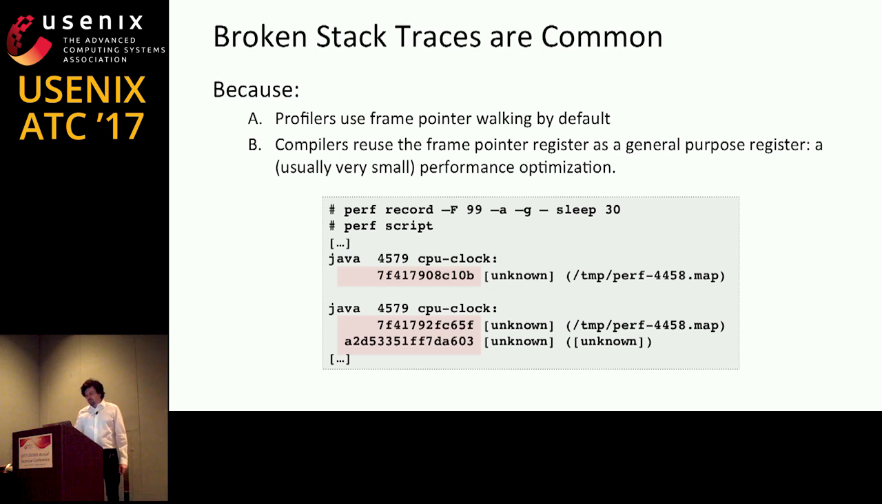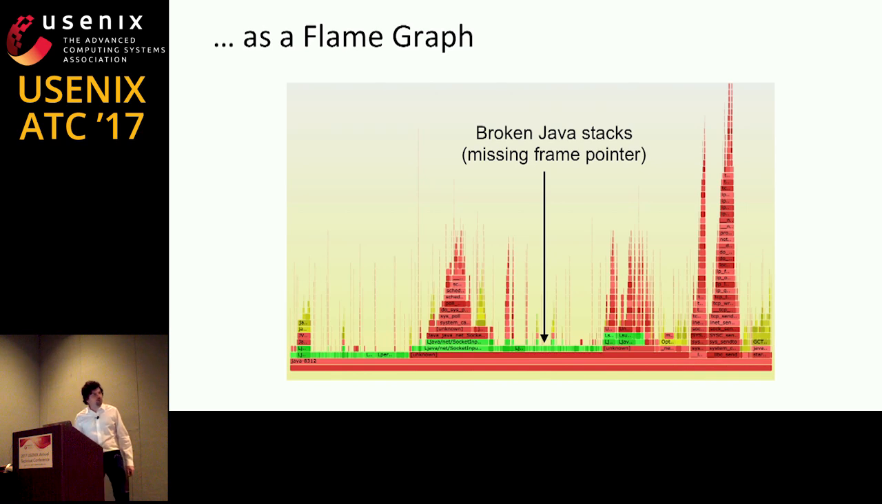So that's really annoying. If I were to draw that as a flame graph, my Java functions look like this grass at the bottom because the profiler can't walk the stack. Not a bug with the flame graph visualization software. This is a very common bug, common situation you'll encounter with profilers.